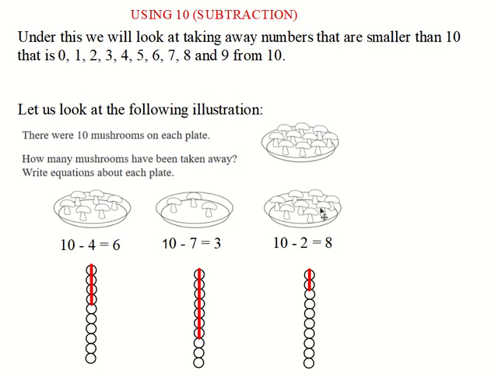And then we have our last plate with the 8 mushrooms on them. So when you come to our circles here, that means you have to take a certain number away for it to be left with our 8. So you realize 2 had to be taken away. So our equation here is 10 minus 2 is equal to 8.